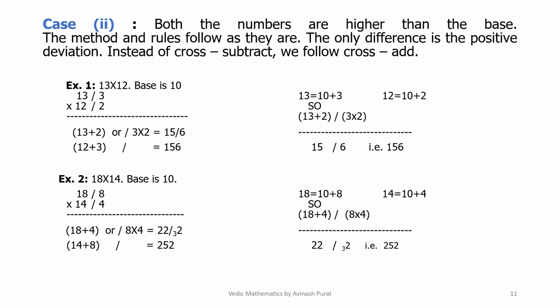Mentally it can be done. 18 equal to 10 plus 8, 14 is 10 plus 4. So 18 plus 4 is 22 stroke 8 into 4, that is 22 stroke 32. Again 3 is to be taken to the left. The answer would be 252.